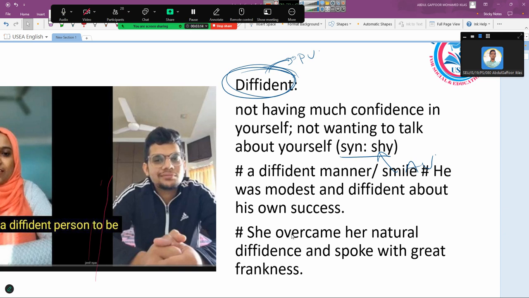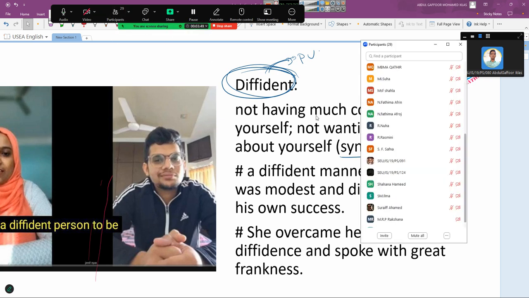Okay, and she overcame her natural diffidence and spoke with great frankness, right? Which means some people are open, they can naturally talk about anything, right? So now, did you all understand the meaning of this sentence? She overcame her natural diffidence and spoke with great frankness. She spoke everything very frankly, right? Without hiding anything, she is speaking. Do you understand the meaning? Have you understood the meaning of this sentence?